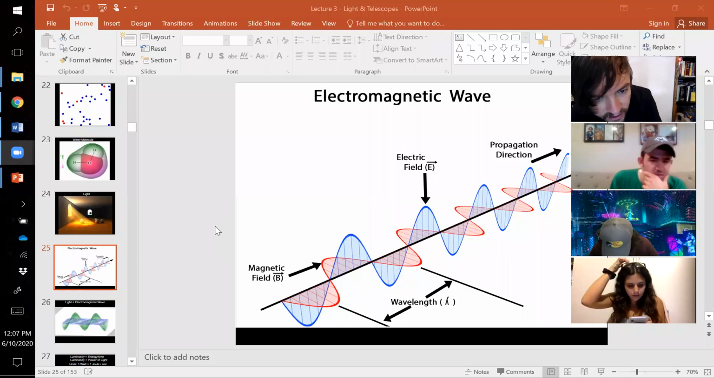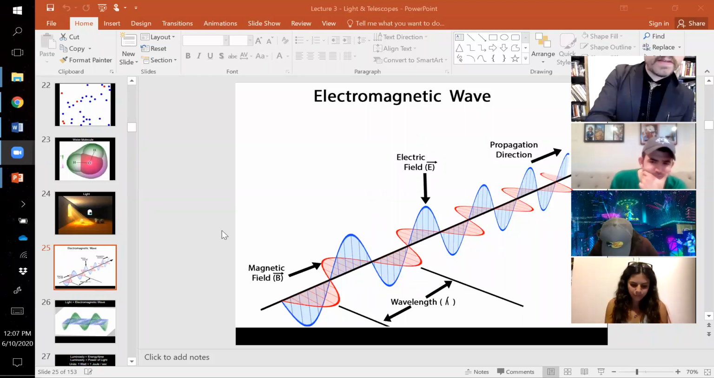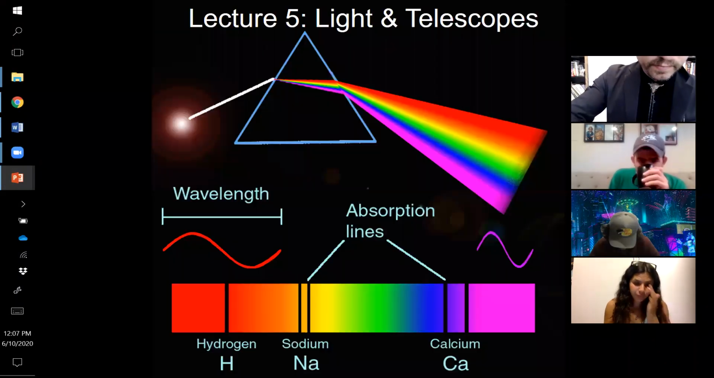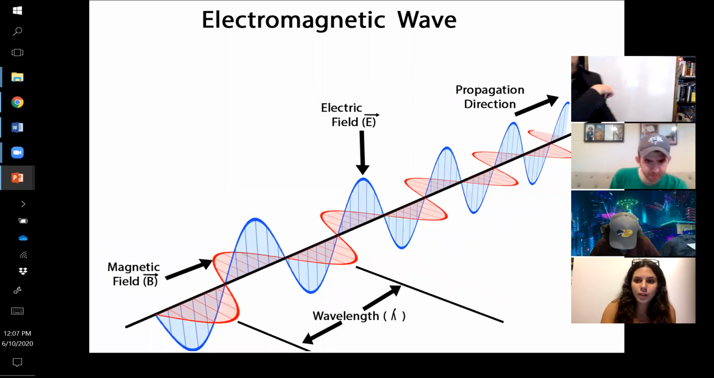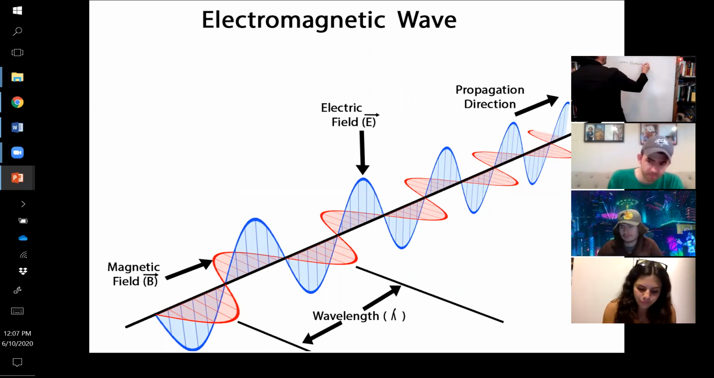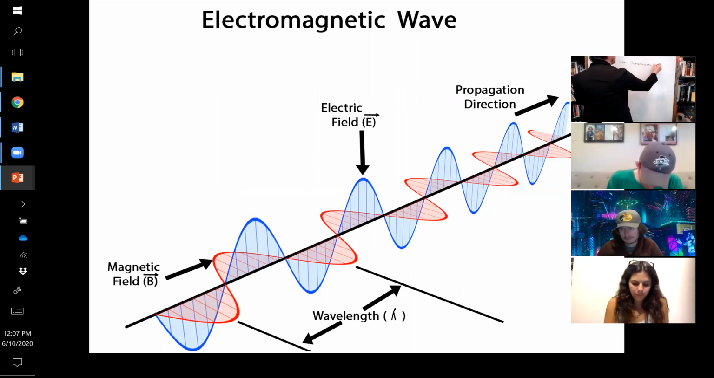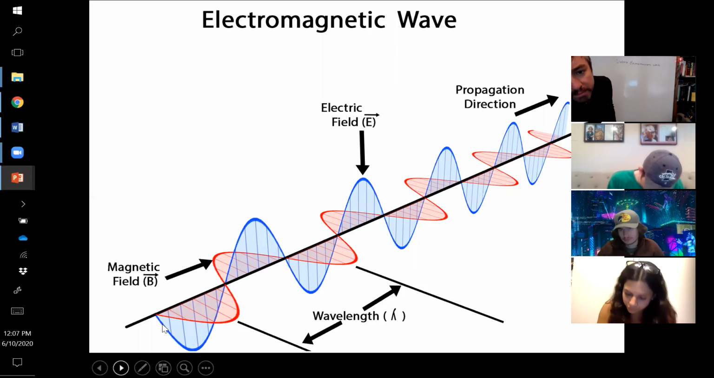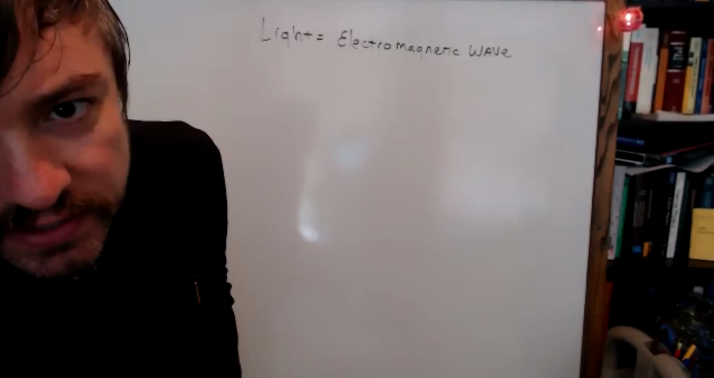Okay, so here in slide 25, we can see a basic physics model of light. Okay, so light, which we are going to explore today, is something called an electromagnetic wave. It has 1 part electric field and 1 part magnetic field. Let's take some notes on that.